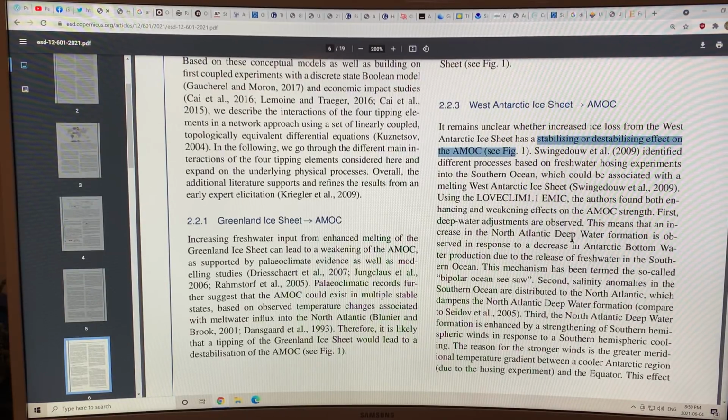Okay, so well, there's an effect on deep water. Okay. So, if there was an increase in the North Atlantic deep water formation is observed in response to a decrease in Antarctic bottom water production due to the release of fresh water in the Southern Ocean. Okay. So, if there's more meltwater in the Southern Ocean, then that will decrease the downwelling in Antarctica, so there's less Antarctic bottom water, so then it's seen that there's more North Atlantic deep water, okay? So this is like a bipolar ocean seesaw effect.